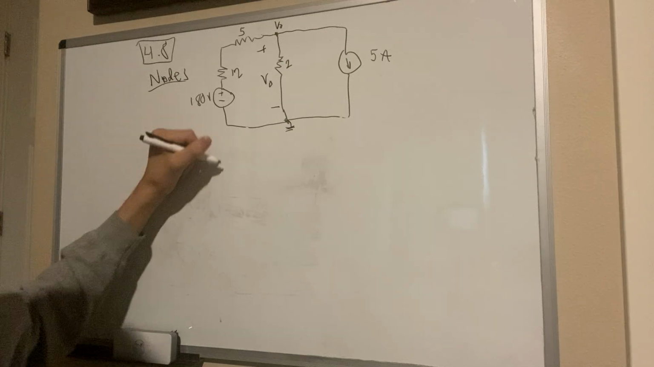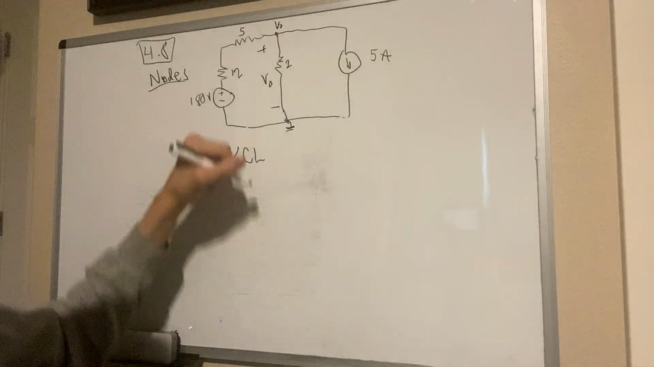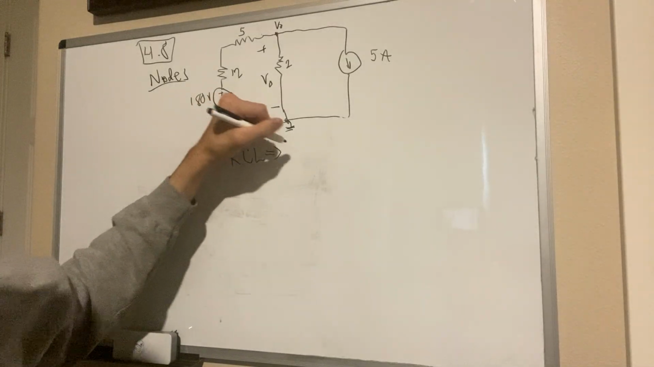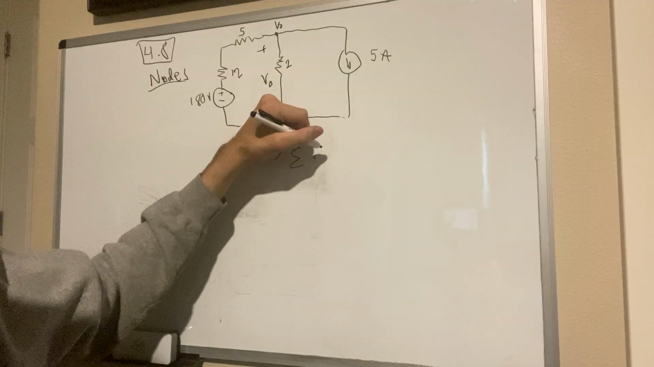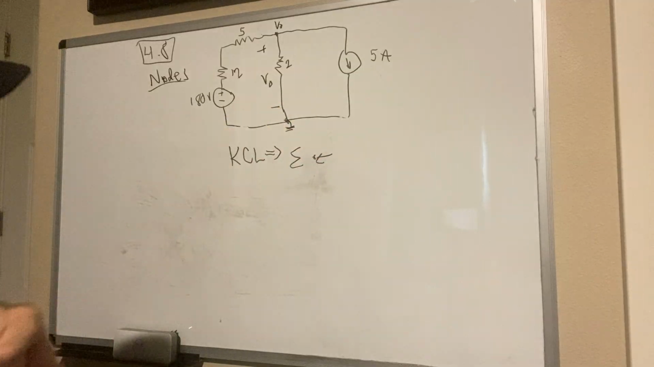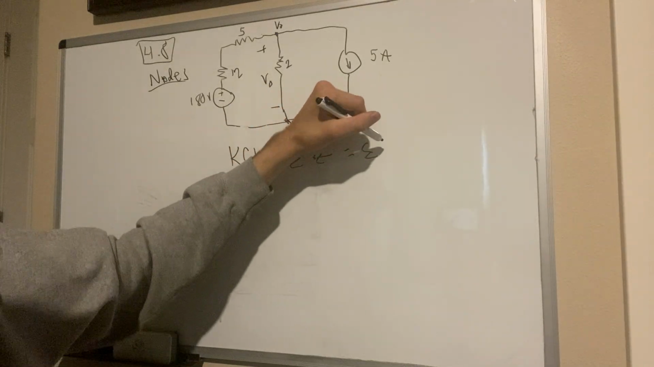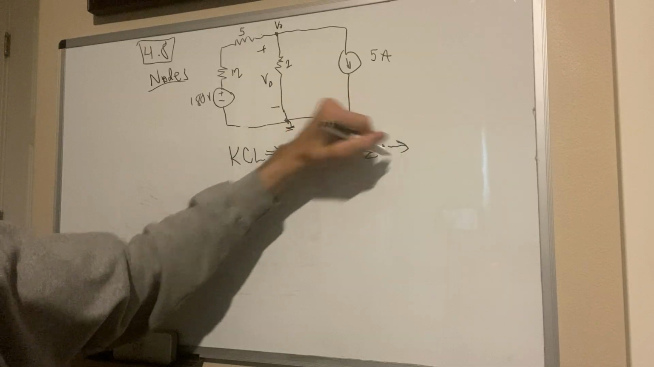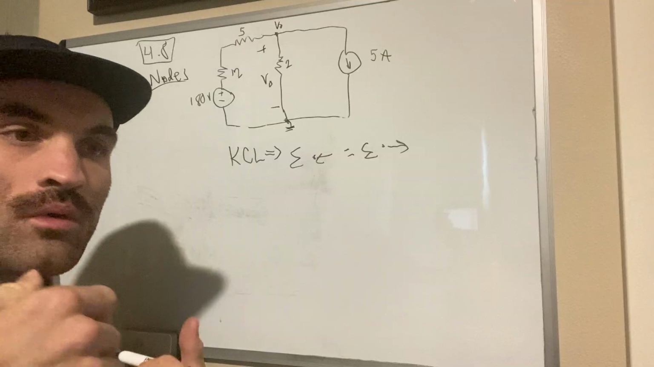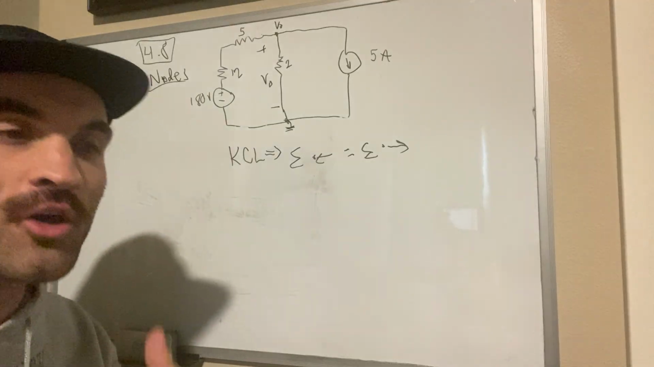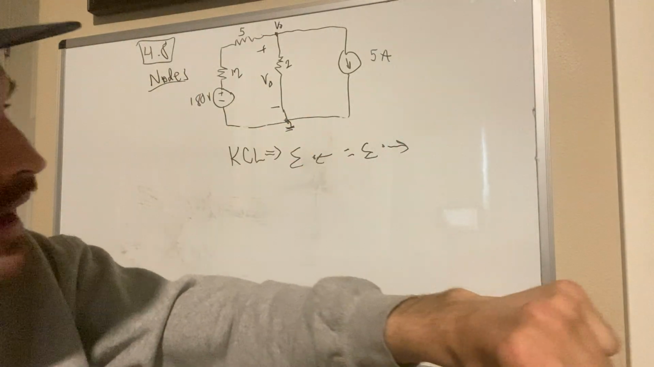So for the node voltage method, we're going to make use of Kirchhoff's current law, which you may remember says the sum of all currents into a node must equal the sum of all currents flowing out of the node. That is to say, there can be no gathering up, accumulating of current in a node. The current that comes in must go out.